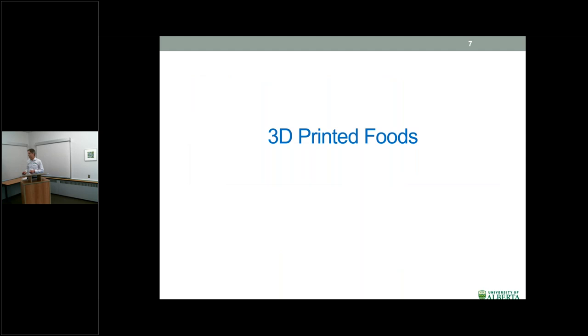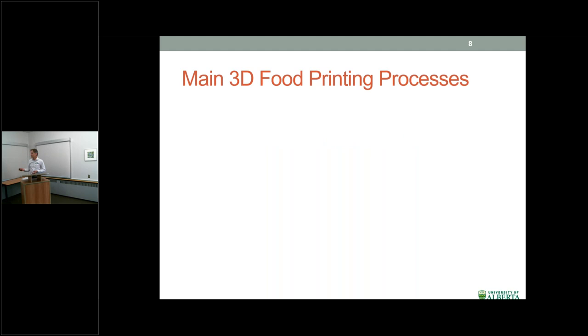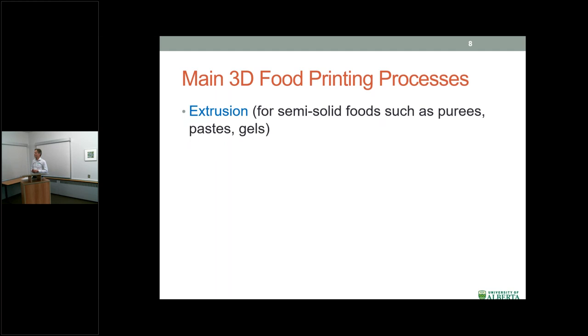Okay, let's talk about 3D printed foods, which is why we're here. In terms of food printing technologies, as I stated, 3D printing is a plethora of different technologies. It's not just one. But there's really three main ones for food that we're going to talk about today. The first one is extrusion technologies. This is really for semi-solid foods, such as purees, pastes, gels. And that's what we're going to be demonstrating in the lab today for the demo.